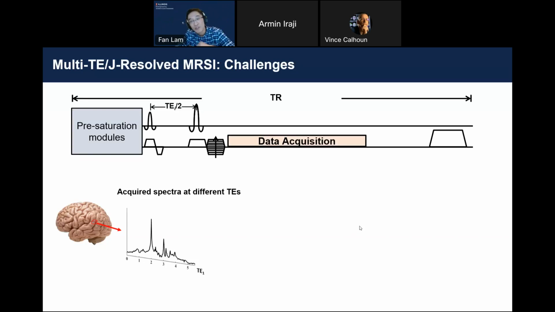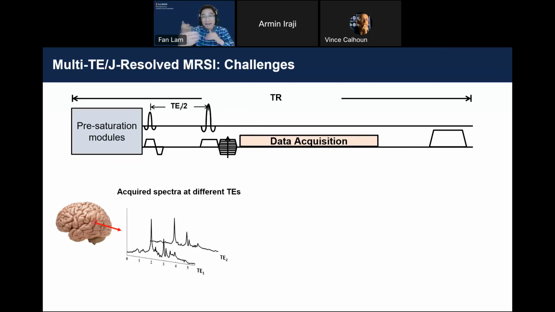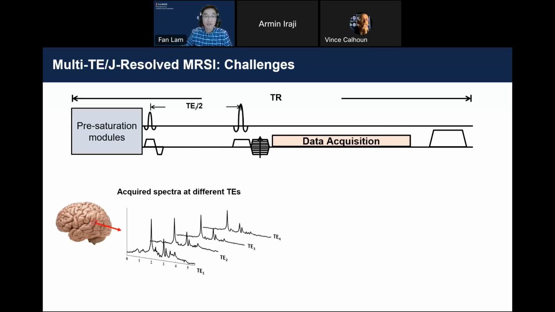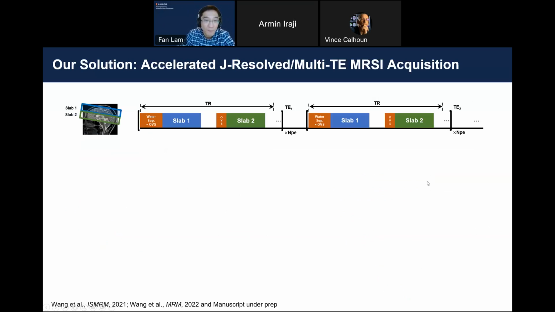In order to encode an additional dimension, for example, you can encode the TE dimension. So what you have to do is collect data at different TEs and introduce different relaxation weighting, so you can encode additional properties about different molecules. But the problem is that you add another dimension into an already high dimensional imaging problem, which has more limited trade-off between speed, resolution, and SNR. There's also SNR efficiency consideration given the traditional spin echo acquisition, because you need a longer TR for the spin to recover. So you are not effectively leveraging the longitudinal recovery period to collect the data that you want.